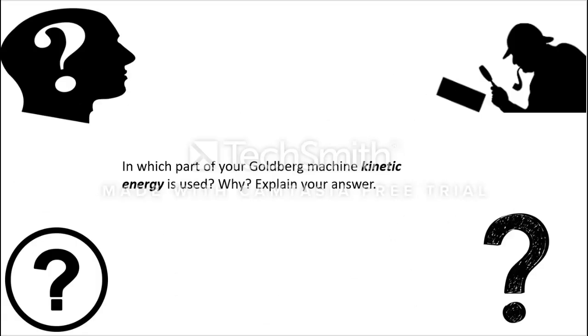So now the second question is, in which part of your Goldberg machine is kinetic energy used? Why? Explain your answer. So kinetic energy is the energy of motion, observable as the movement of an object, particle or set of particles. Any object in movement is using kinetic energy. So in my case, kinetic energy is present first when the car uses the ramp and starts moving using this kinetic energy. Then the car passes this kinetic energy to the ball when it starts moving and bounces on the bench, then hitting the books, which transfer this energy to the football, and then finally it goes into the net with all the stored energy from the beginning.